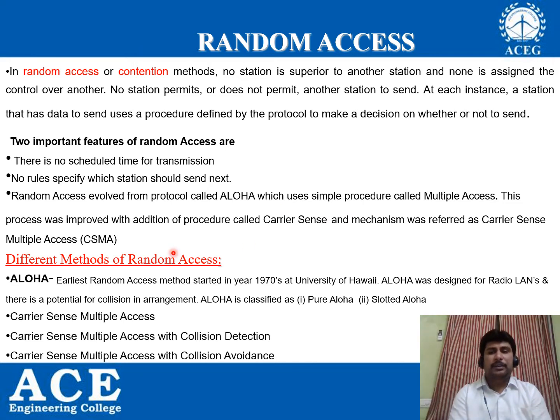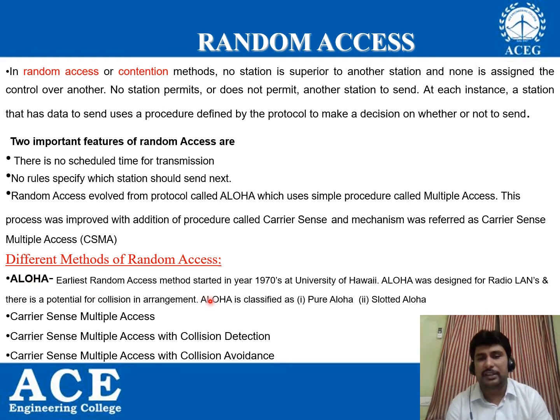So there are different methods of random access. The first, as we mentioned, and most important type of random access is Aloha. This earliest random access method was proposed in the 1970s at the University of Hawaii.